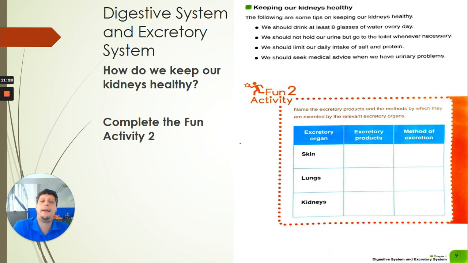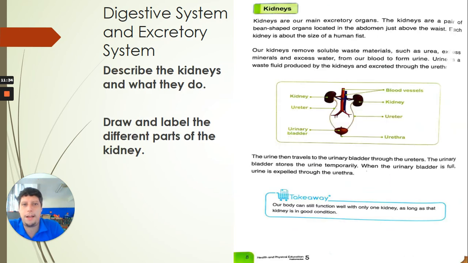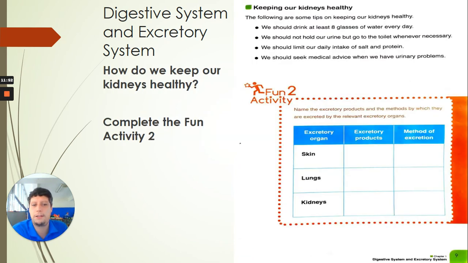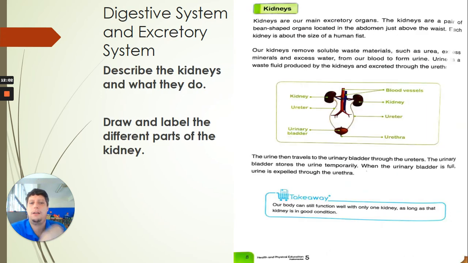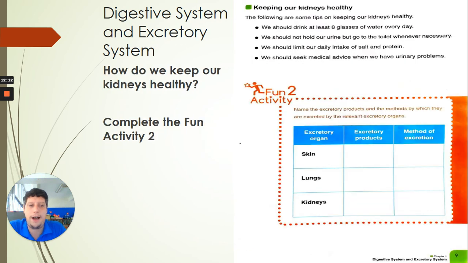And then kidneys. What do our kidneys produce? You just learned this one, so maybe you can't remember. Our kidneys produce urine. So here, excretory products for kidneys, we will have urine. And then what is the method of excretion? How does it get rid of the urine? If you look at the bottom here, when the urinary bladder is full, urine is expelled through the urethra. So our final word for method of excretion of kidneys is urethra.